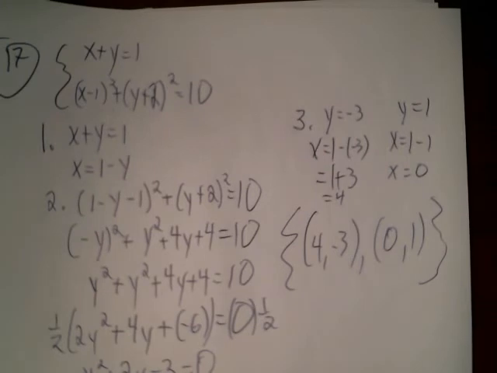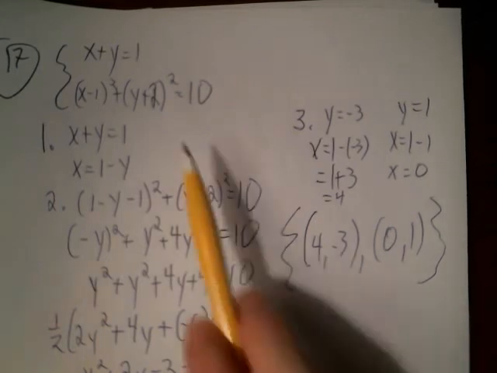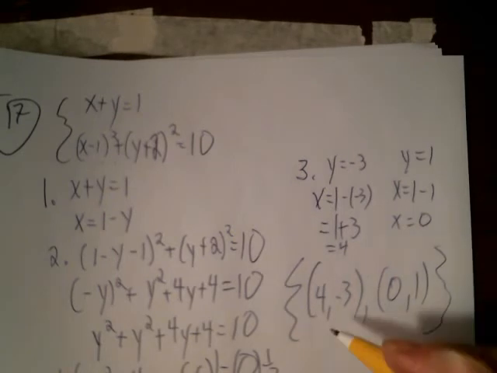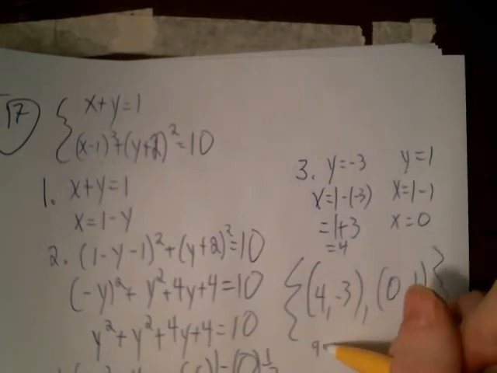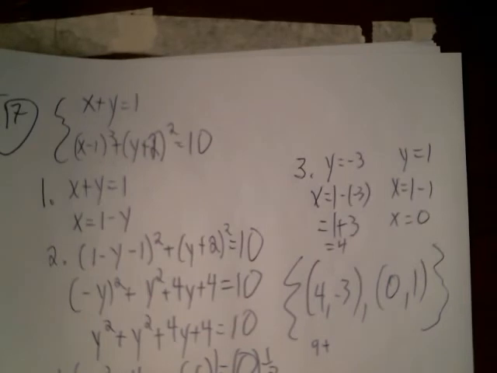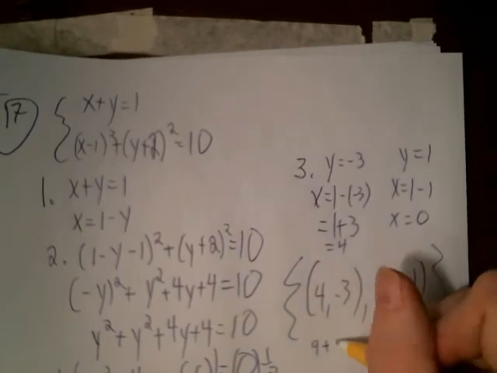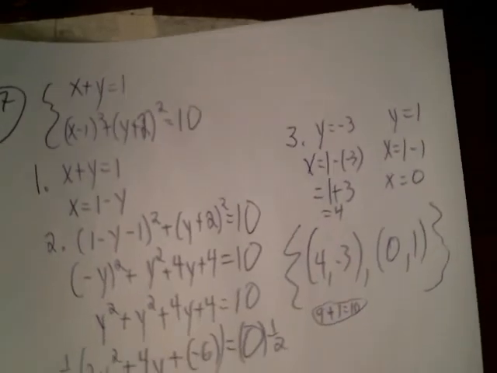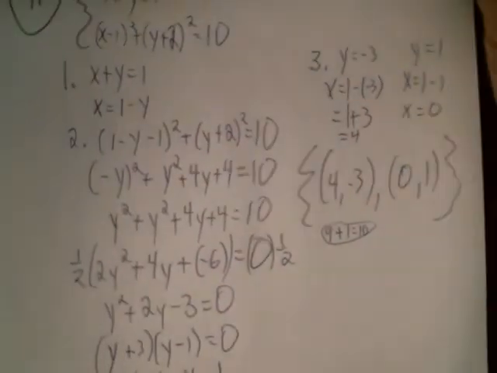Okay, you can do a quick spot check on these. 4 negative 3, 4 plus negative 3 is definitely going to be 1. 0 plus 1 is definitely 1. 4 minus 1 is 3. 3 squared is 9. Okay, plus negative 3 plus 2 is negative 1. Negative 1 squared is 1. So 9 plus 1 is 10. And so both guys will work.